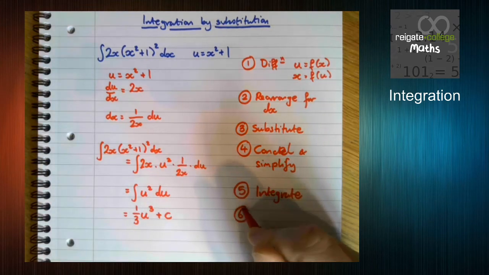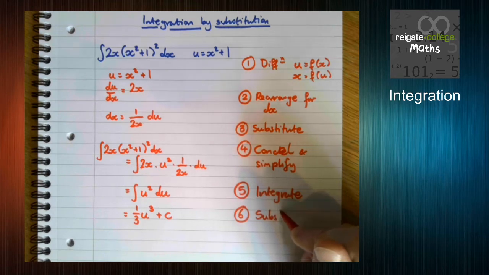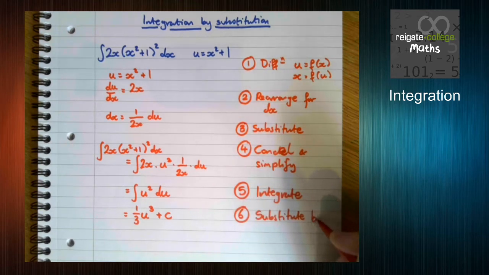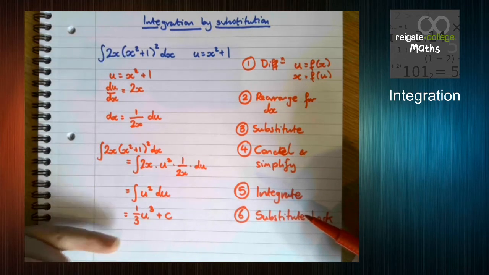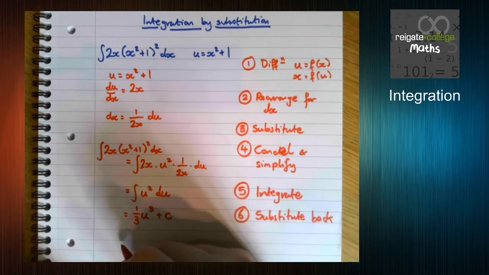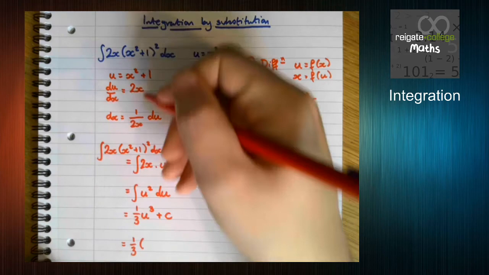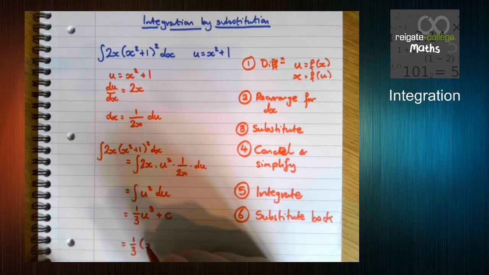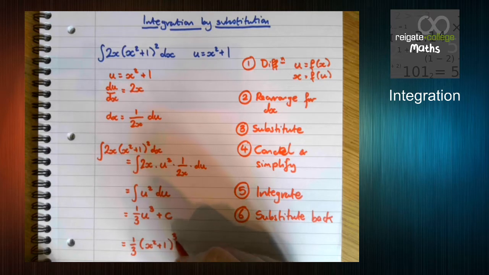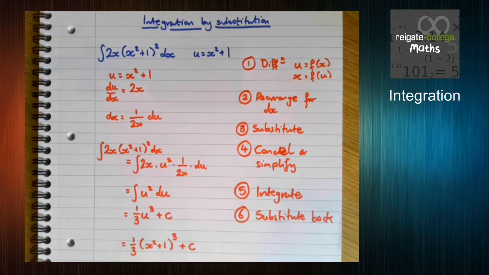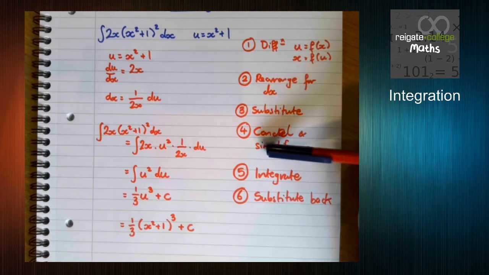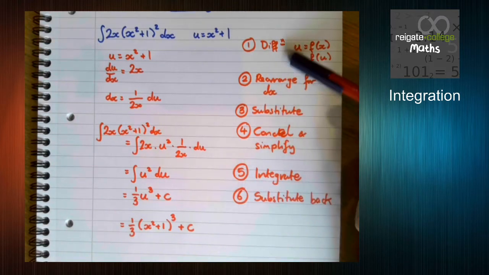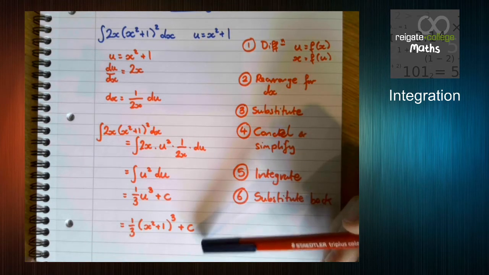Step 6, substitute back in. Because our original question was in terms of x, we want our answer in terms of x. u is x squared plus 1. And we've got our answer. So generally, if you follow these rules, this kind of series of steps, integration by substitution will be fine.